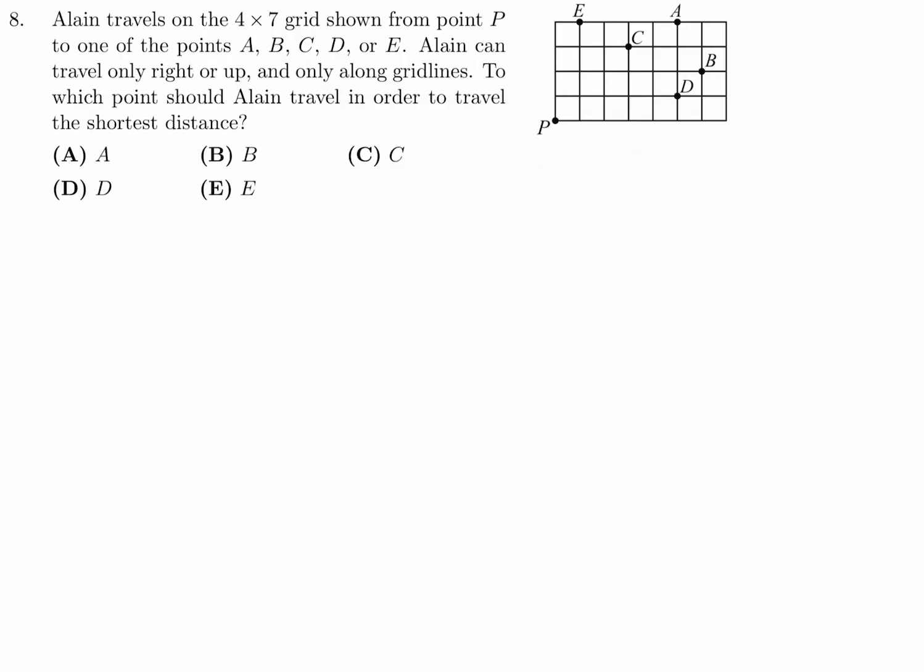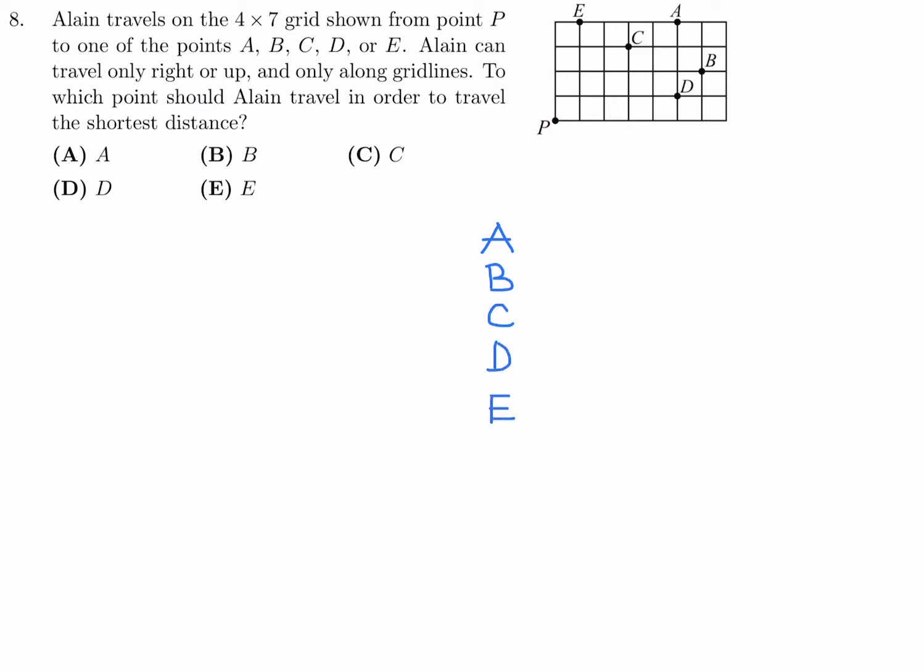Elaine travels on the 4x7 grid shown from one point P to one of the other points A, B, C, D, or E. Elaine can travel only right or up and only along grid lines. To which point should Elaine travel in order to travel the shortest distance? Let's just calculate the distances: A, B, C, D, E.